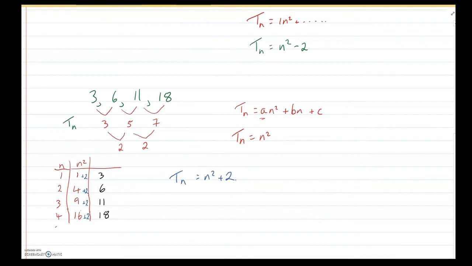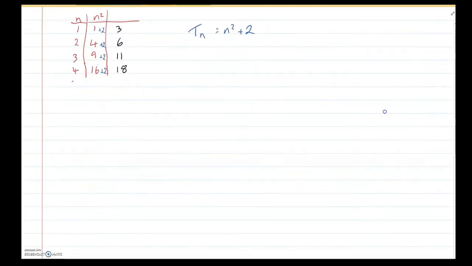Now that's one last example, and we look at something a bit more complicated. So the next sequence of numbers that we're going to look at is the following: 8, 14, 24, and 38. Again, I'm just giving you the first 4 terms of this sequence, and what we have to try and do is find Tn.